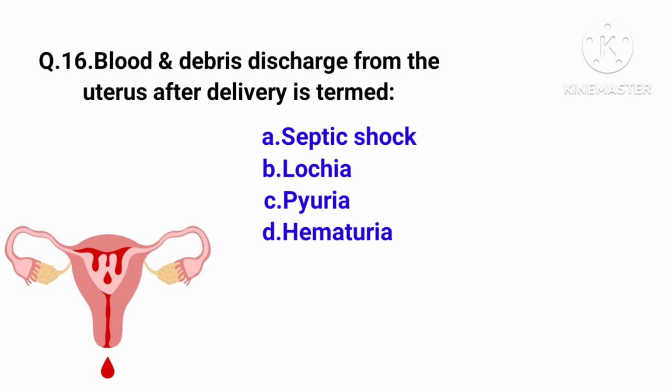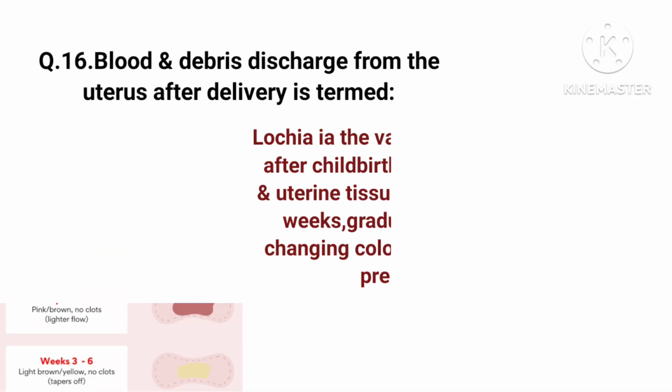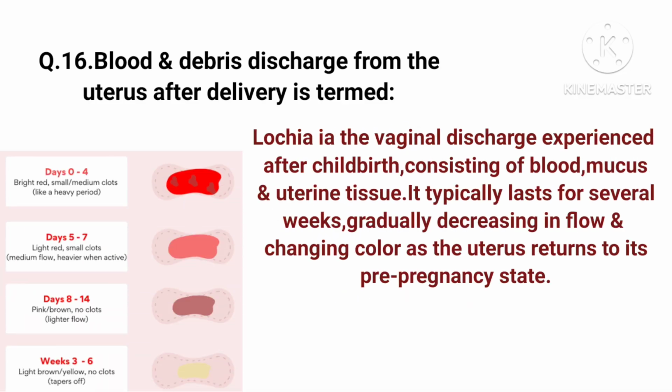Blood and debris discharge from the uterus after delivery is termed septic shock, lochia, pyuria or hematuria. And here the right answer is option B, lochia. Lochia is the vaginal discharge experienced after childbirth, consisting of blood, mucus and uterine tissue. It typically lasts for several weeks, gradually decreasing in flow and changing color as the uterus returns to its pre-pregnancy state.